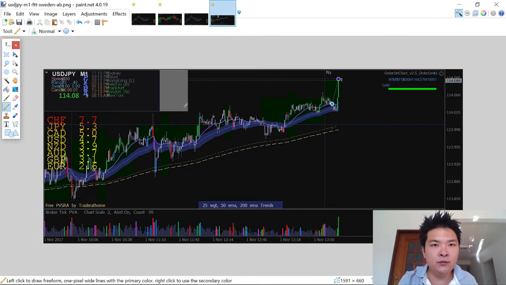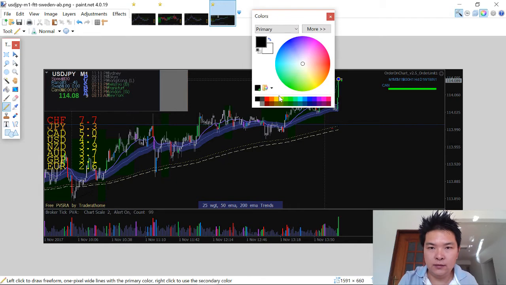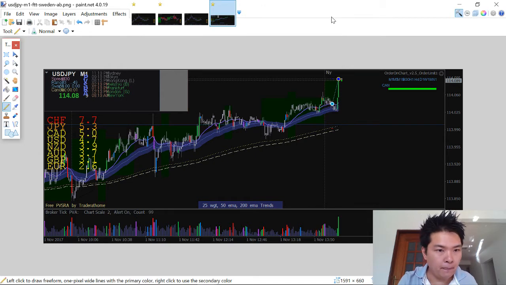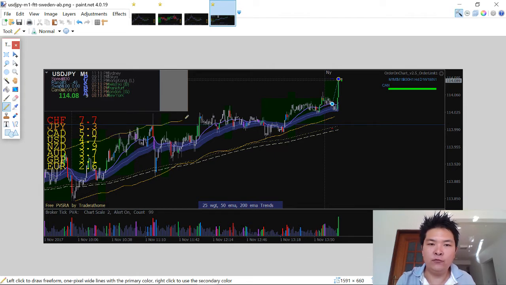Oops, let me see if I can change the color. Yes. Can you guys see this trend here? Okay. So there is a trend that goes all the way, right? So for me, it's very clear, let me also identify the tops. Okay. So for me, this is a very clear uptrend, right? So it goes something like this, and like this, okay?